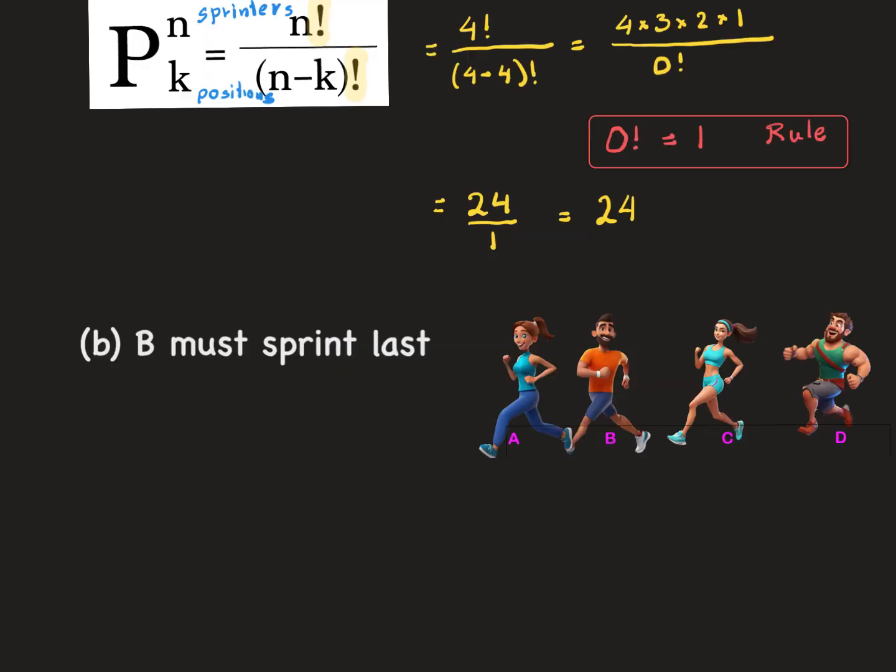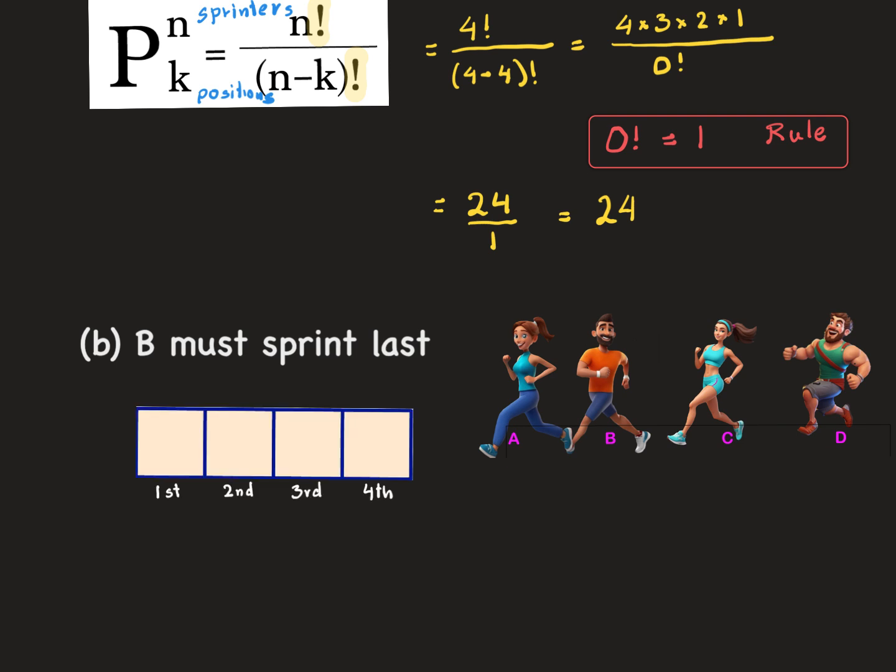And in this second example, we want B to sprint last. That's this little fella here. We'll work it out in the same way by drawing a table and filling it in. Now we know that the 4th position must be B, so there's only one person that can fill this position. So we'll put 1. Now we can go to the first position. We've eliminated B, so we now have only 3 sprinters left.